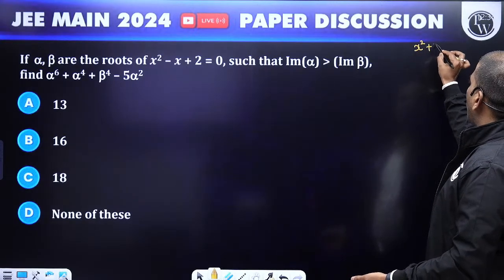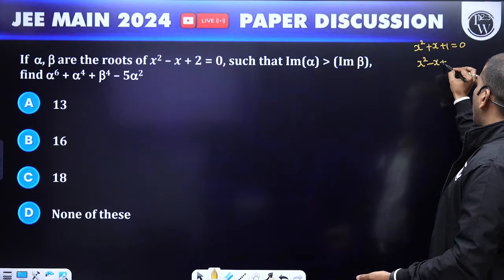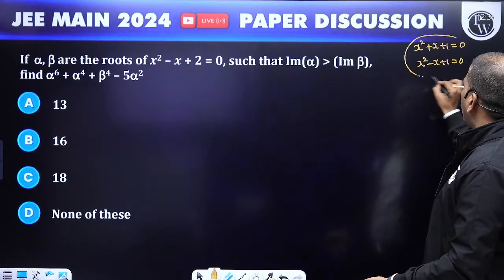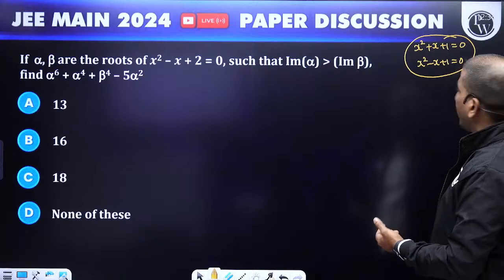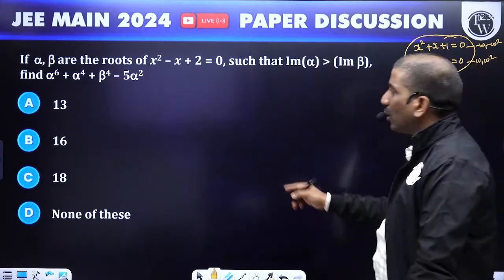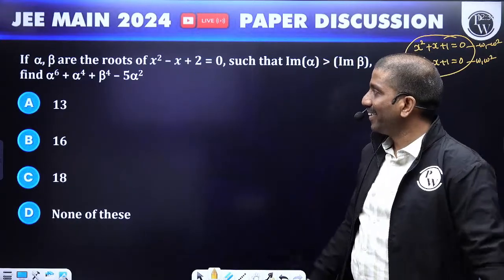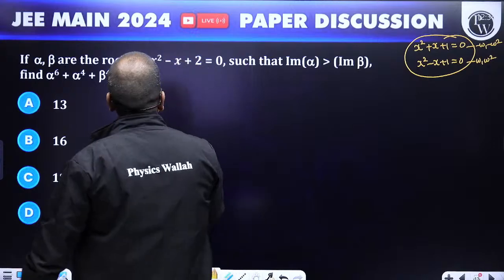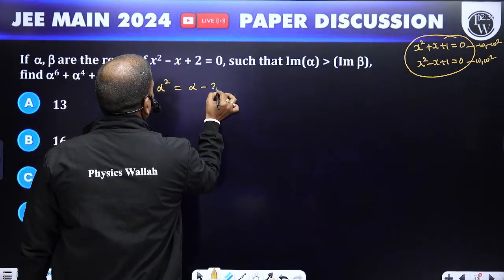This is x square plus x plus 1 is equal to 0, and x square minus x plus 1 is equal to 0. These are the most useful forms. Here the roots are omega and omega square, the complex cube roots of unity. Here, minus omega and minus omega square. But here, plus 2 is given, so we cannot write this. But alpha, beta are the roots. Since alpha is a root, alpha square is equal to alpha minus 2.